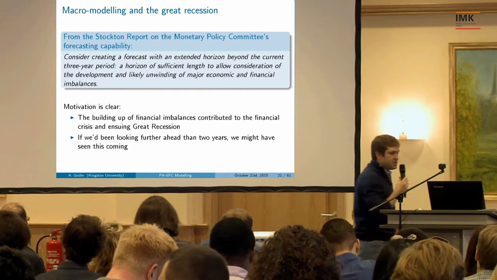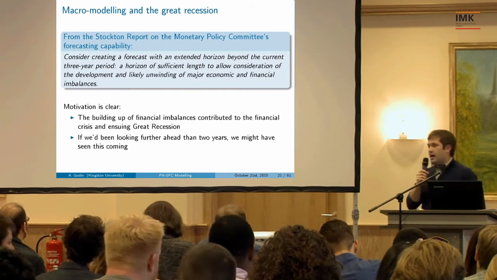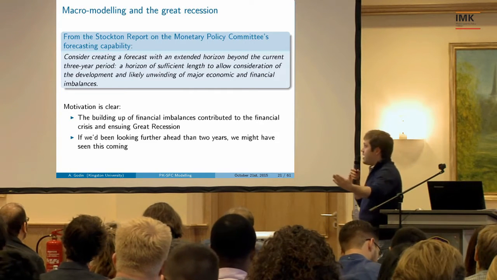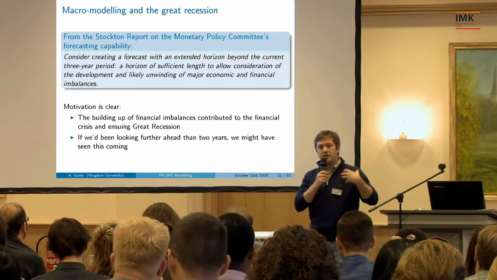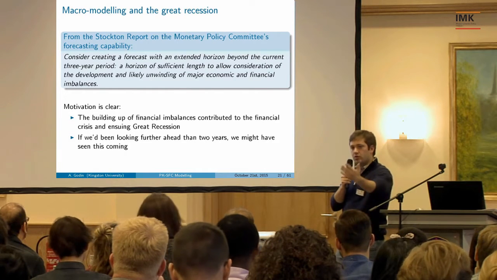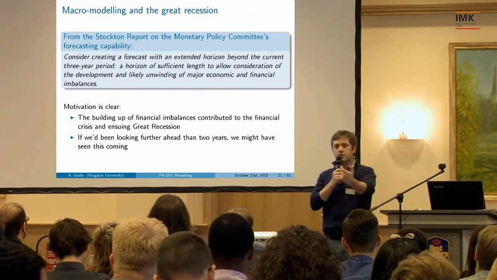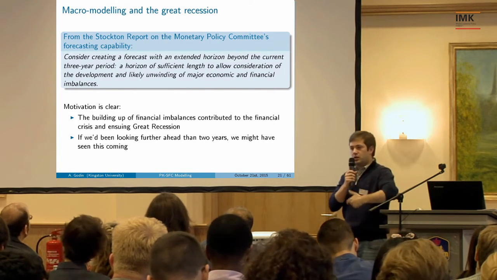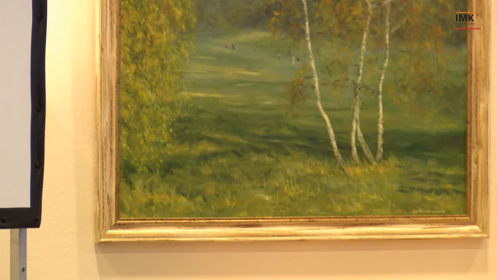And so what they were saying is that you need to have a longer term horizon when you do modeling, and you have to look at the balance sheet's evolution over the medium to long run, not only looking at the two-year DSGE output saying, well, it's going to be 2.5% growth, you're fine. So you need to understand the building up of financial imbalances and how it contributed to the Great Recession.